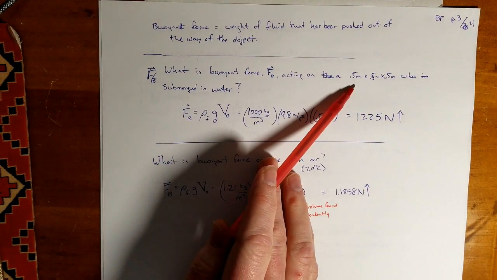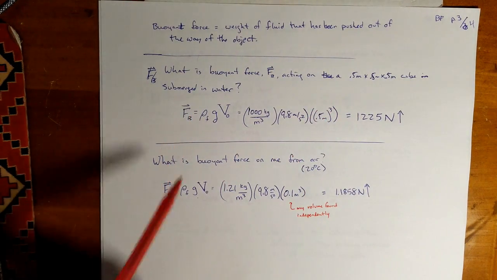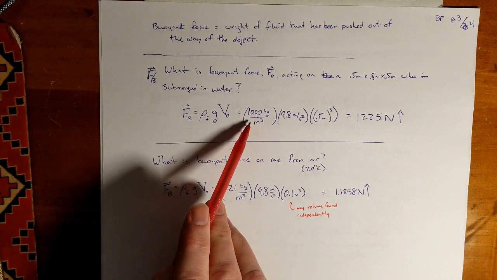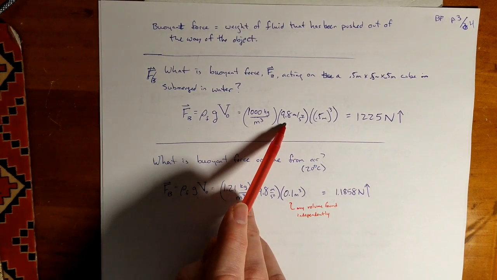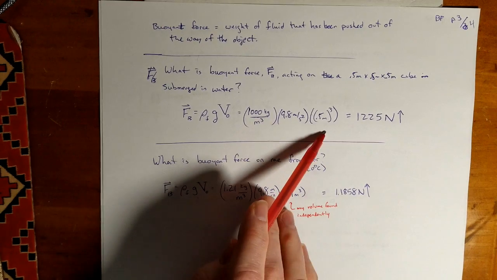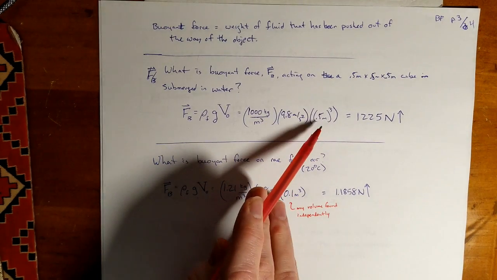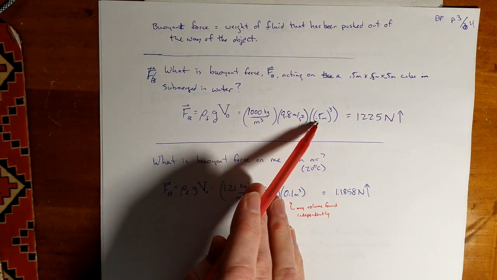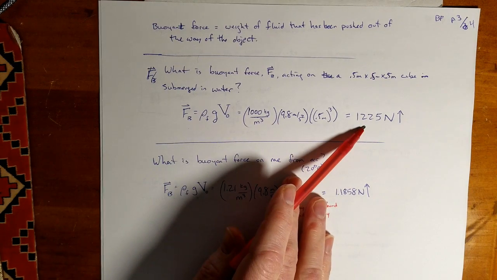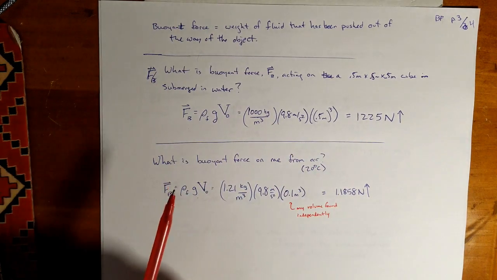We're at 0.5 by 0.5 by 0.5 cubes submerged in water, and the buoyant force would be the density of the water times the acceleration due to gravity, assuming it takes place on Earth, times the volume of the cube, which for a cube is just one side cubed. Multiply it out, and you end up with that amount of force acting up on it.